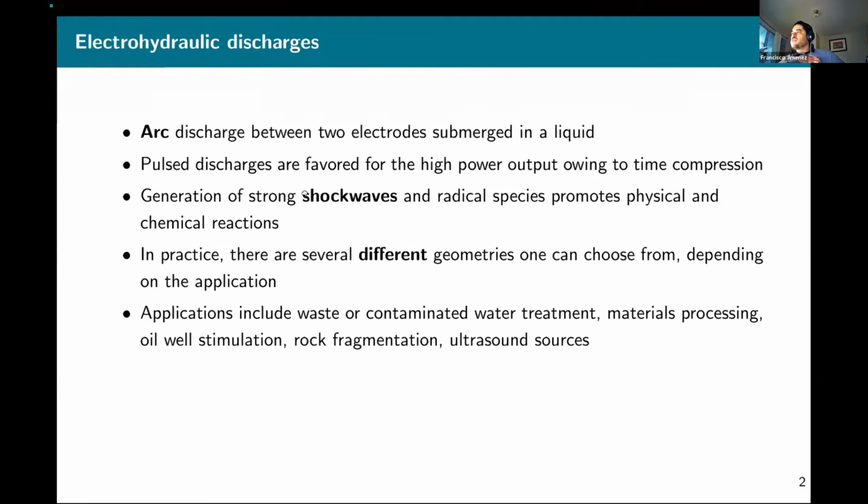In industry, pulse discharges are favored, and given the wide range of geometries that we can find, there's no universal framework or mathematical framework to help us model the process. Some applications of this type of discharges are for the treatment of waste and contaminated water, materials processing, oil well stimulation, rock fragmentation, and some ultrasound sources.